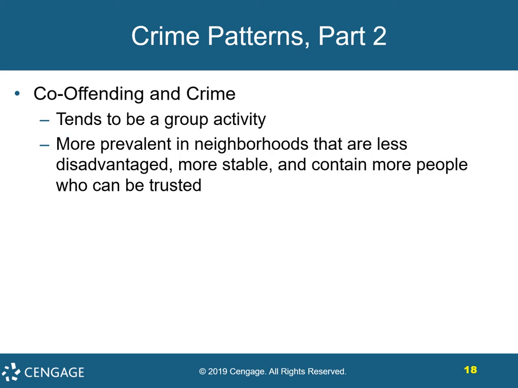Continuing with crime patterns, you also have co-offending and crime. Crime tends to be a group activity, and adolescents are particularly likely to commit crime in groups. Co-offending occurs in neighborhoods that are less disadvantaged, more stable, and contain more people who can be trusted.